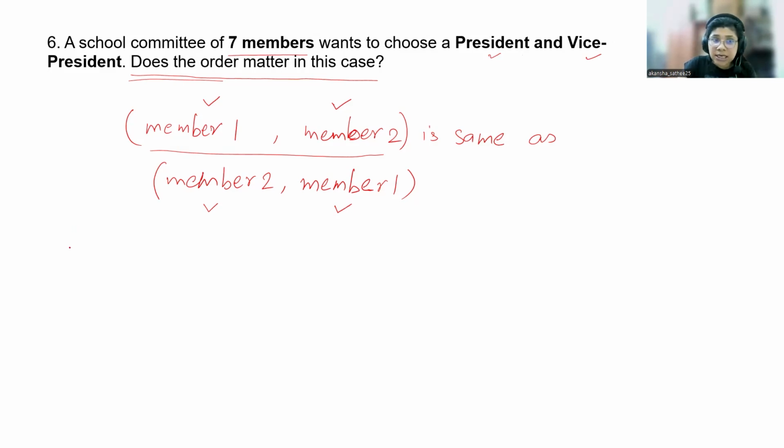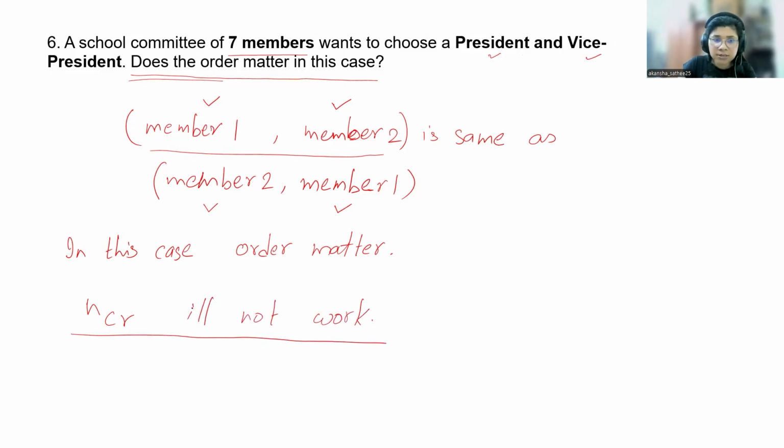So in this case, order matters. Is that clear? So in this case, actually order matters. Whenever order is important, you cannot use combination. Means nCr will not work.